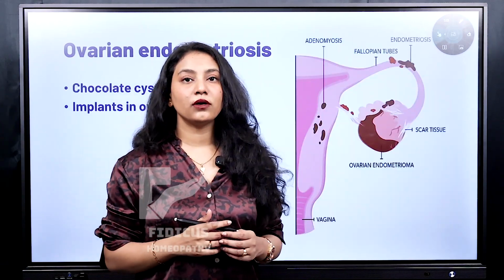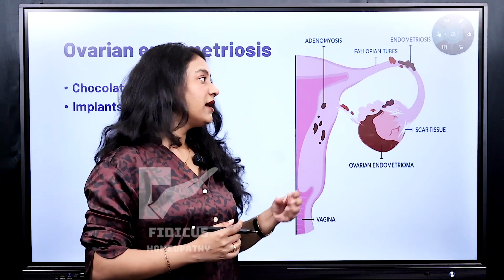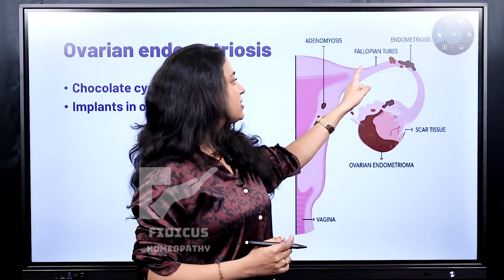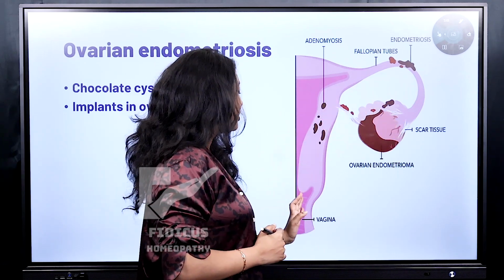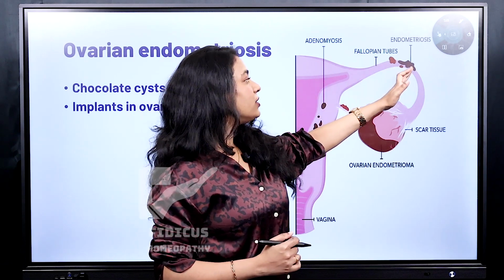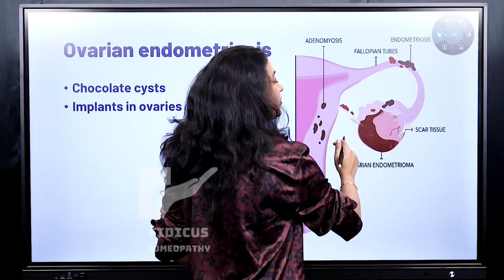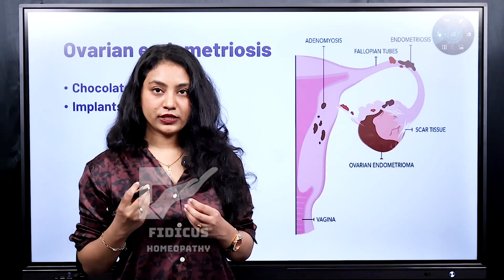Then coming to ovarian endometriosis. So what is ovarian endometriosis? This is the uterus, this is the fallopian tube, and this is the ovary. Whenever the endometrial tissue travels either to your fallopian tubes, this area, or to your ovaries, this area, that is called ovarian endometriosis.